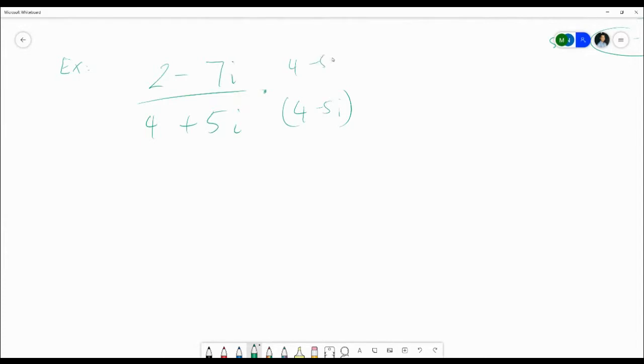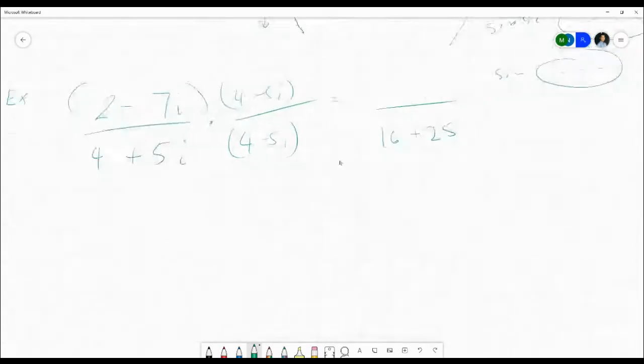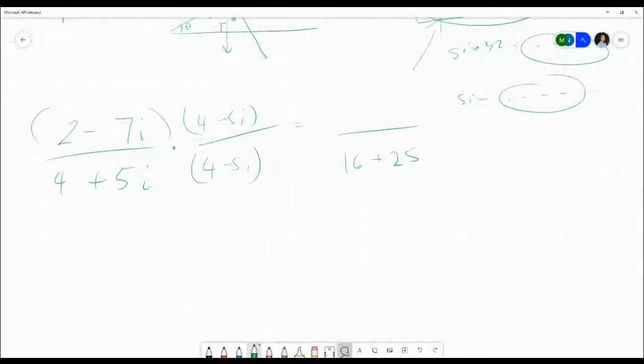Okay. And then the top is going to be a complex quadratic, right? Any complex quadratic, just foil them. 8, minus 10i, minus 28i, plus 35i squared. So 8 minus 28i minus 35 over 41.